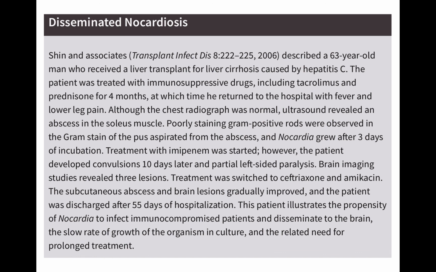They identified poorly staining gram-positive rods. So again, remember on Nocardia, our mycolic acids are much shorter. So this would more likely allow the gram stain, the crystal violet, to get in. But you see poorly staining, so it didn't stain nearly as well as another cell might.